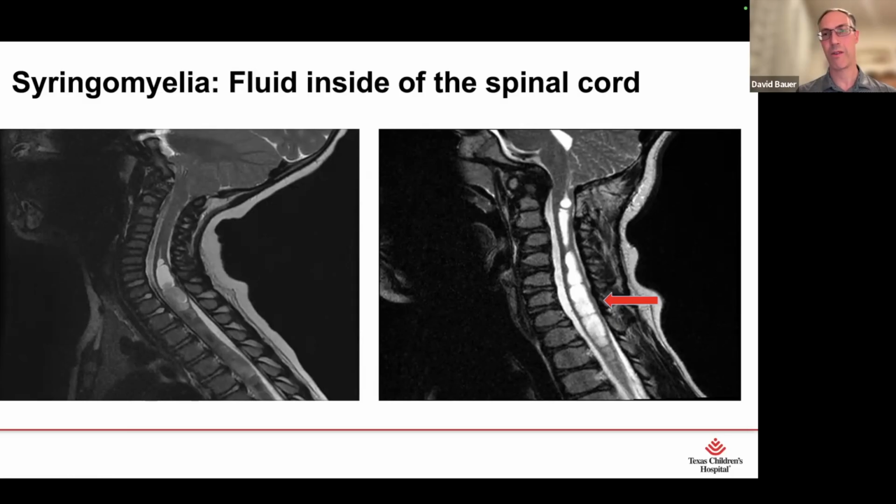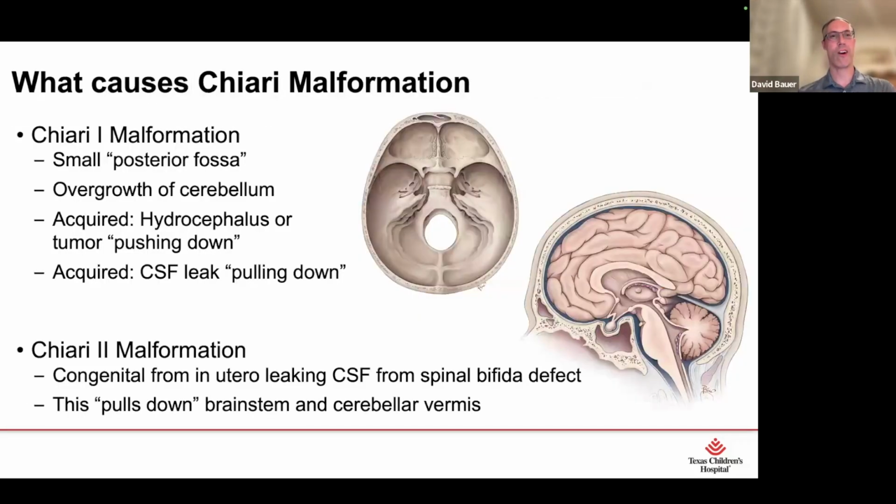That shouldn't be there. And so when we see that, that means some process is going on that is most likely blocking the flow of spinal fluid and potentially causing symptoms for a patient. So what causes Chiari malformation?